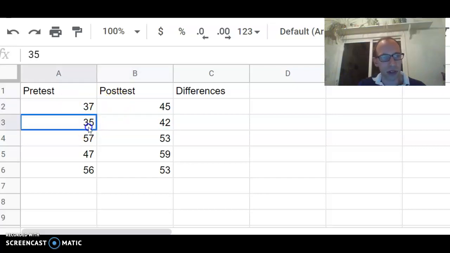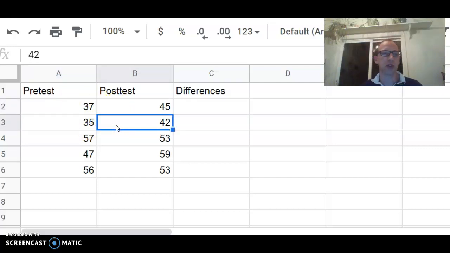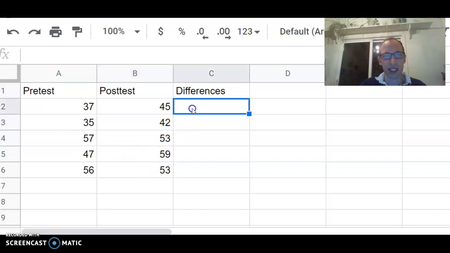So before and after could be an example, or husband and wife, anything that you can pair the data like this. So the first thing we need to calculate is the differences, and if the problem tells you, you should make sure you pay attention whether it's the second one minus the first one or the first one minus the second one. So I'm just going to do how much we improved from post-test to pre-test.